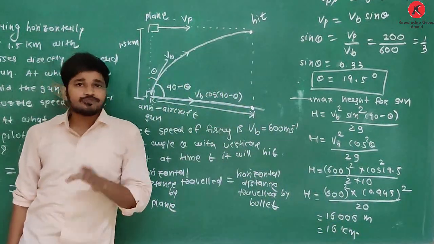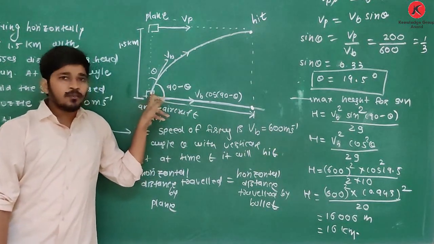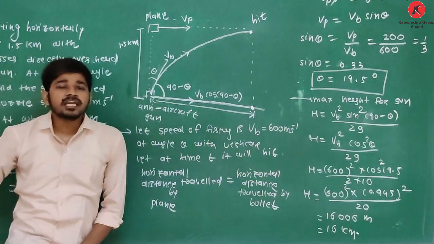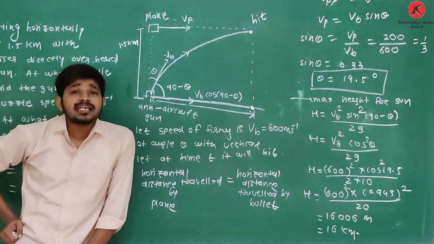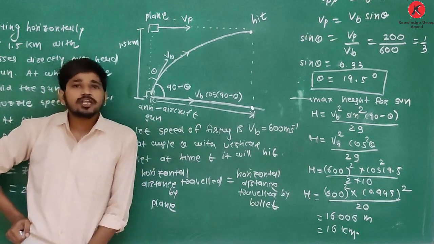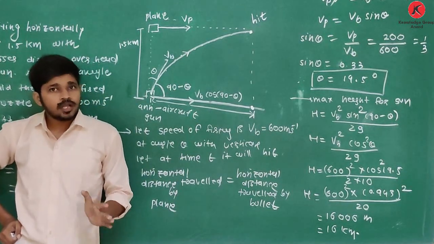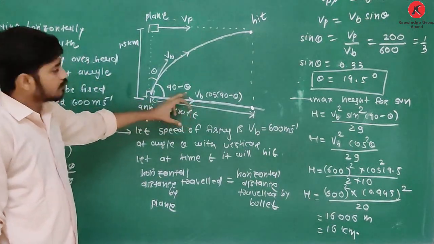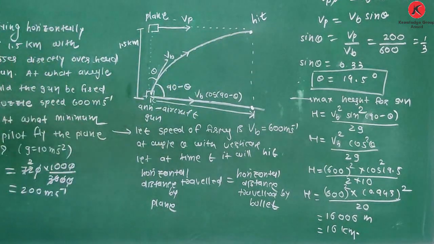So if the maximum height achieved by a bullet fired from this gun is 16 kilometers, then if I fly the plane at an altitude of 16 kilometers or more, it will not be hit. Clear about this? You have to understand why to take only this component, because we have to find the horizontal. Clear about this?